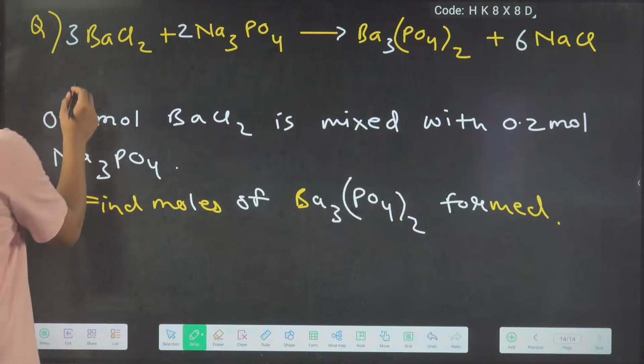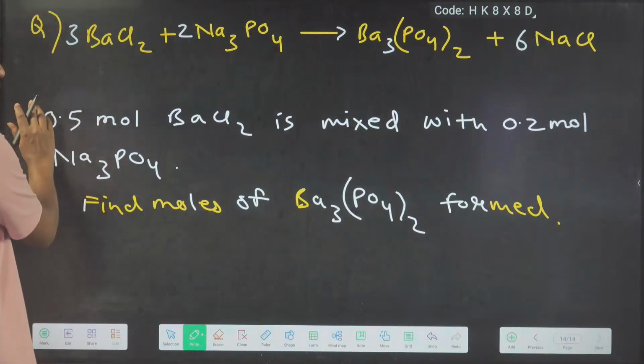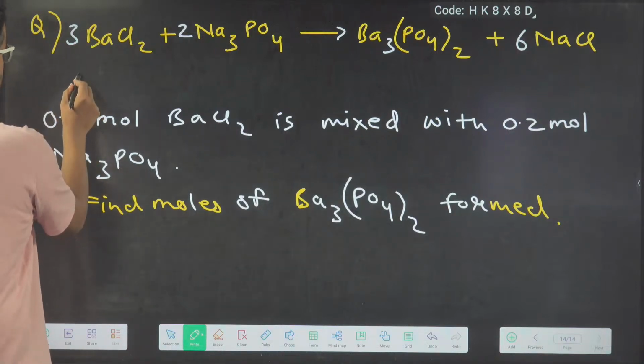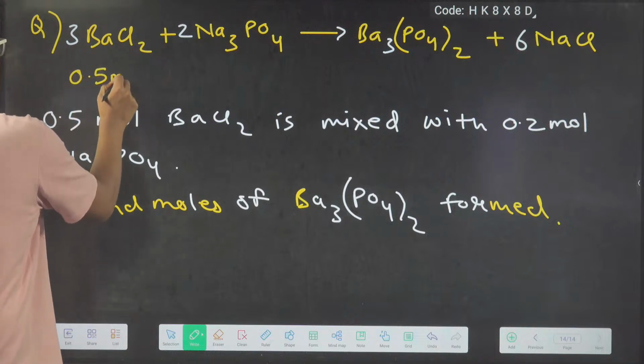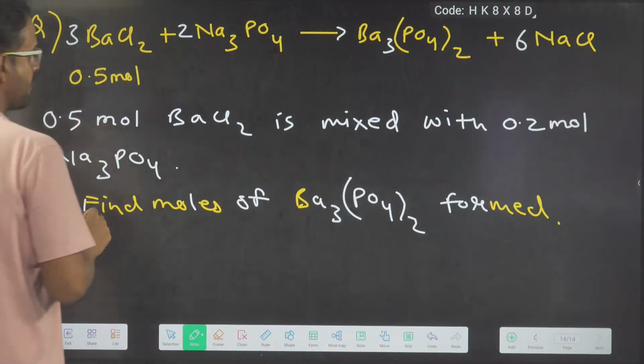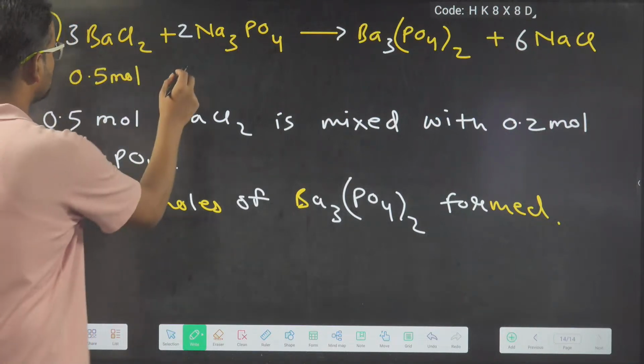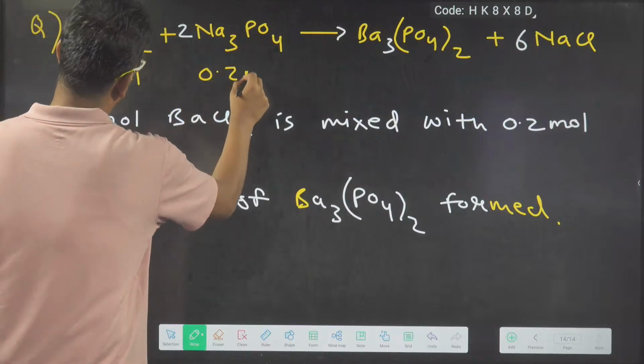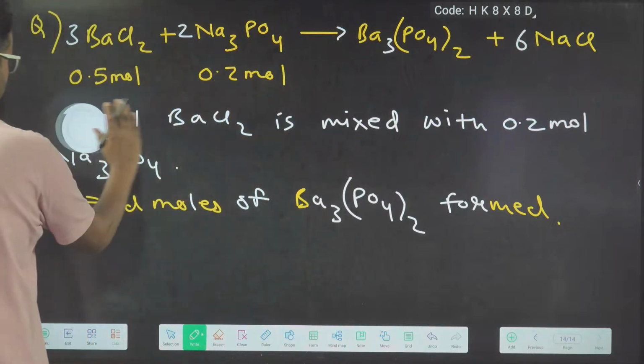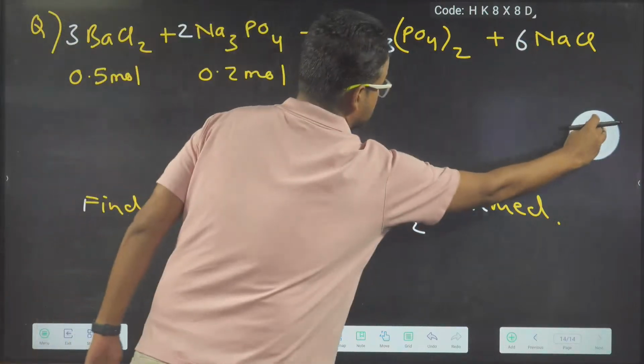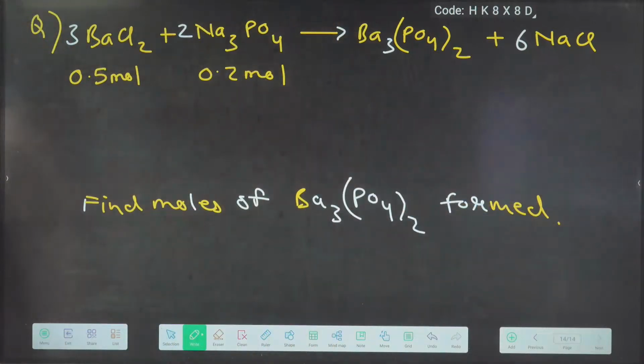Now barium chloride is how much? Question is noted, I hope everybody. So I am removing this. Barium chloride is 0.5 mole and sodium phosphate is 0.2 mole. So this is the initial amount. Now we have to find the limiting reagent.